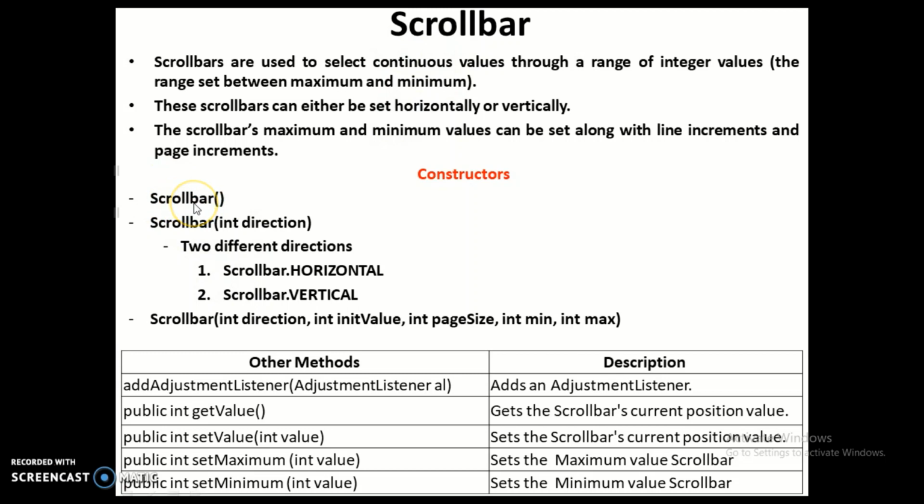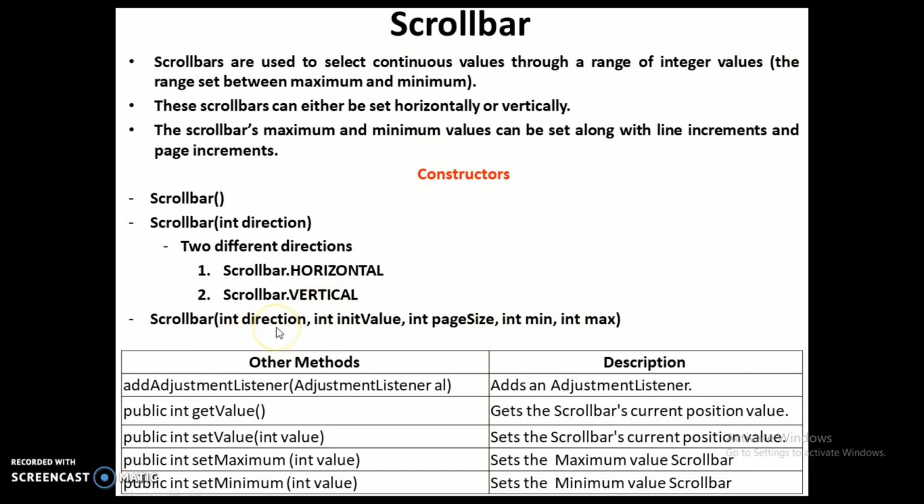The first constructor is without any arguments, and the second constructor has a single argument, and this single argument represents the direction, and we have two different types of directions, horizontal as well as vertical. Horizontal scrollbars are represented by the constant Scrollbar.HORIZONTAL, and vertical scrollbars are indicated by the constant called Scrollbar.VERTICAL. And the third constructor has 5 different arguments.